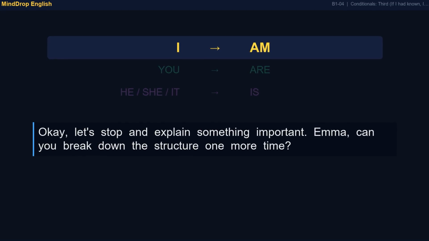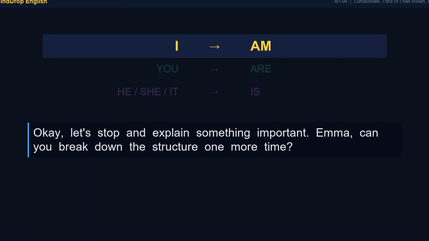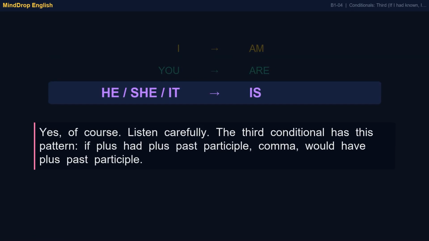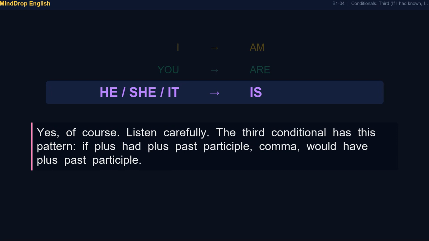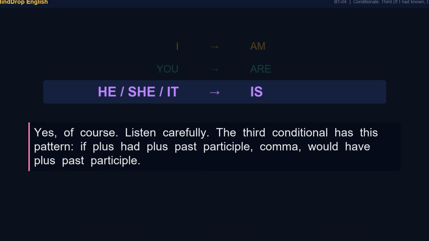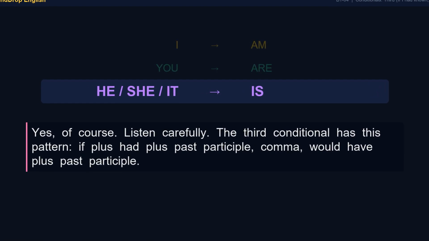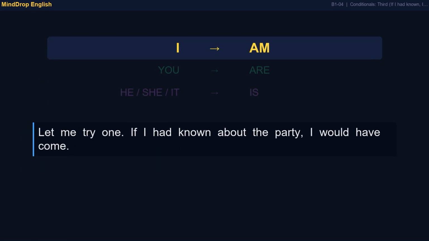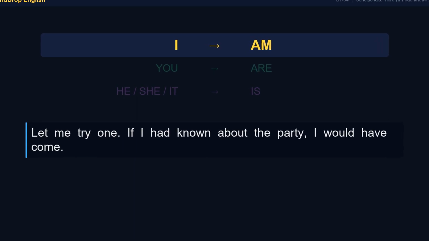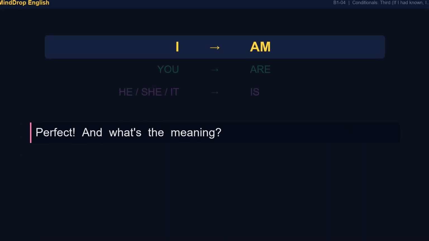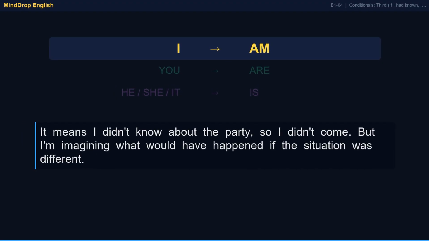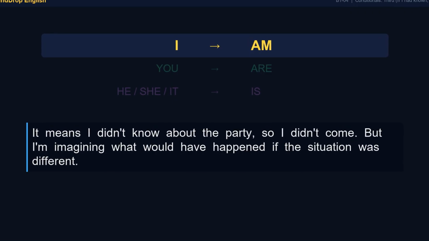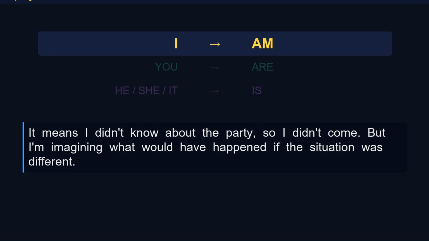Okay, let's stop and explain something important. Emma, can you break down the structure one more time? Yes, of course. Listen carefully. The third conditional has this pattern. If plus had plus past participle, comma, would have plus past participle. Let me try one. If I had known about the party, I would have come. Perfect. And what's the meaning? It means I didn't know about the party, so I didn't come. But I'm imagining what would have happened if the situation was different.